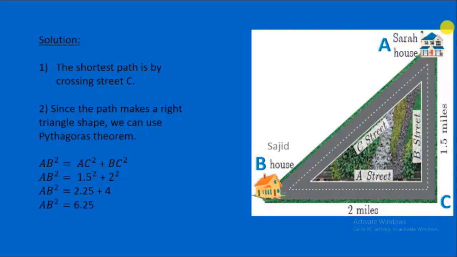To find AB, using a calculator, we find the radical of AB squared, which is radical 6.25, which is 2.5 miles. So the shortest path from Sarah's house to Sajid's house is path AB, Street C, which is 2.5 miles.